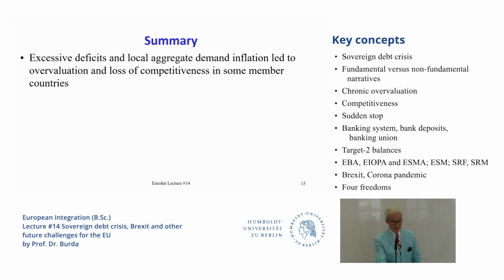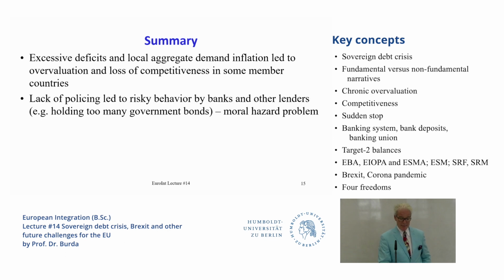That's the standard interpretation of what happened. Excessive deficits in the early and middle 2000 decade led to an overvaluation, loss of competitiveness, and the lack of policing of banks led to a moral hazard problem. The people who bought those bonds in the middle of the first decade of the century decided that this is a no-brainer because the government will bail out Greece if it gets into trouble. We call that the moral hazard problem, and that seems to have also governed people's behavior.